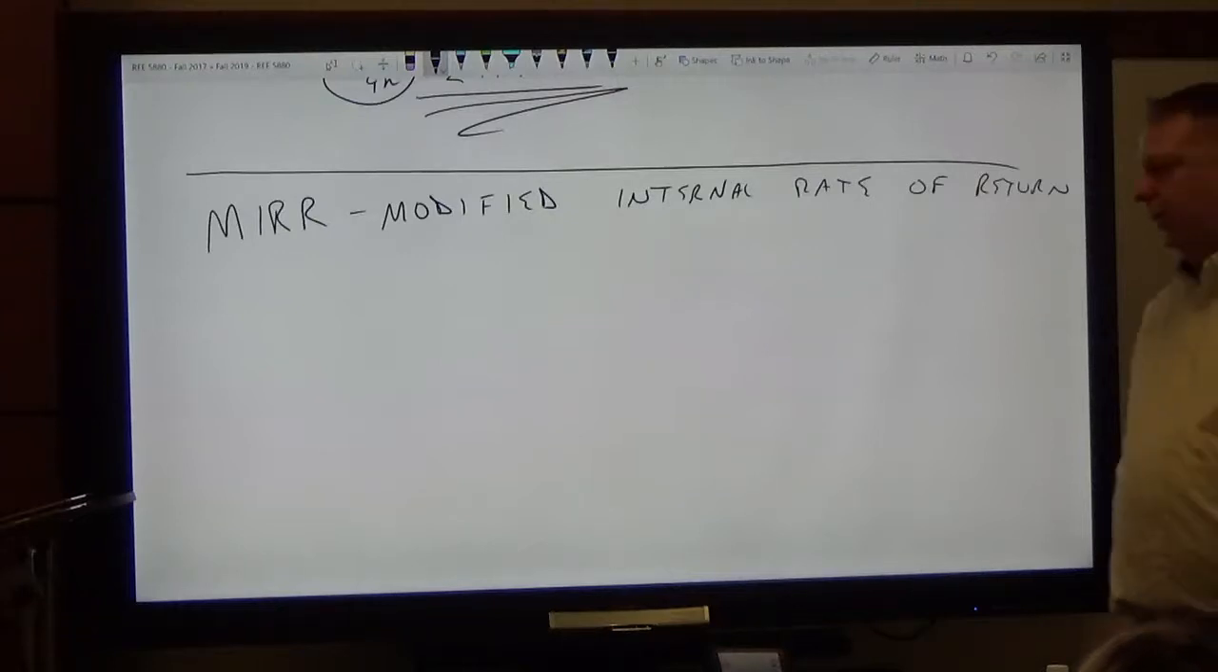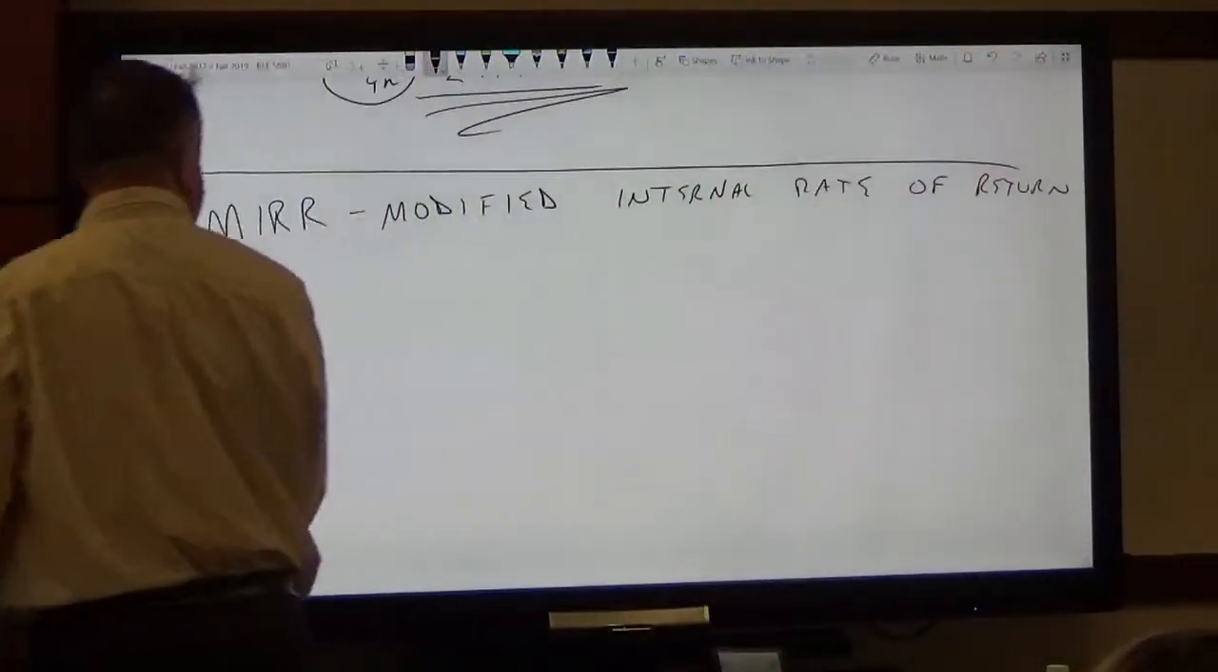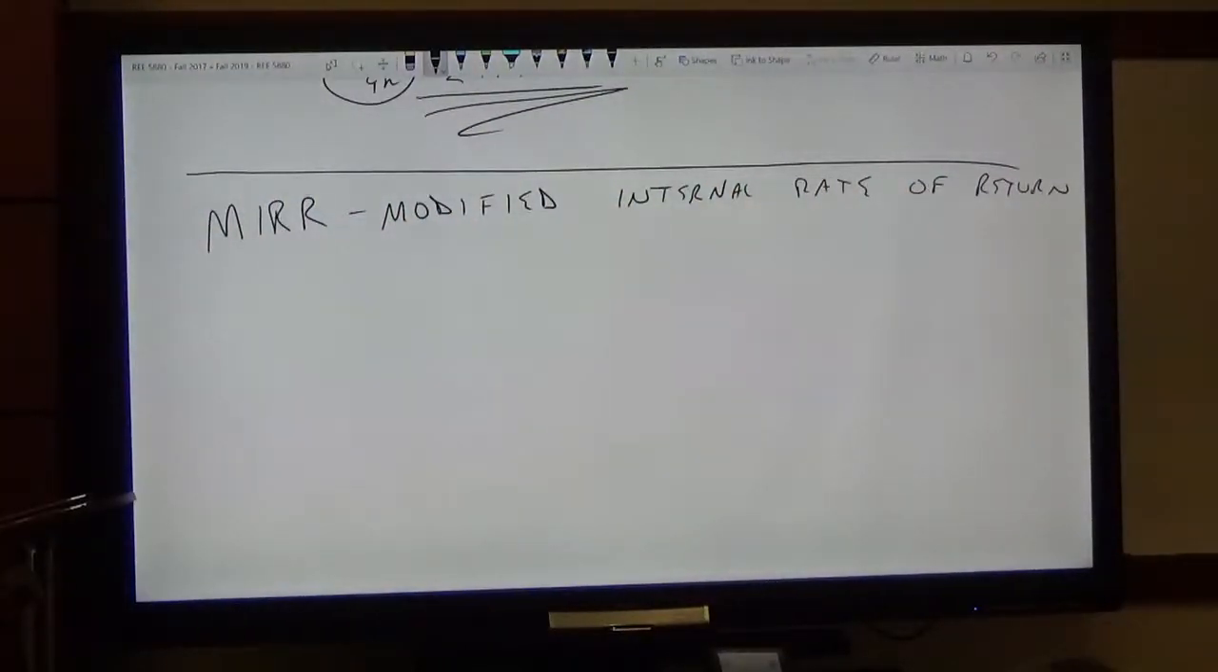So what I have chosen to do is create a little spreadsheet to help illustrate the concept. And then we'll do it on the calculator.